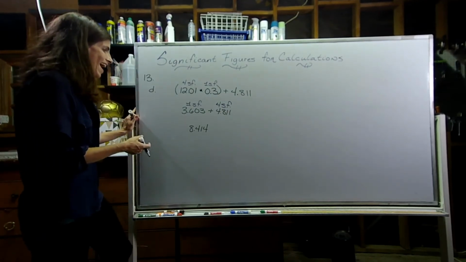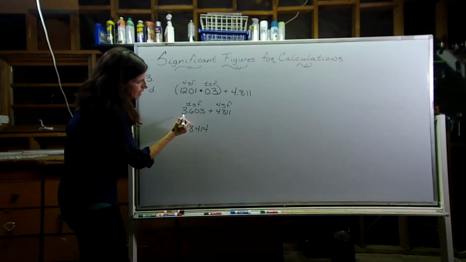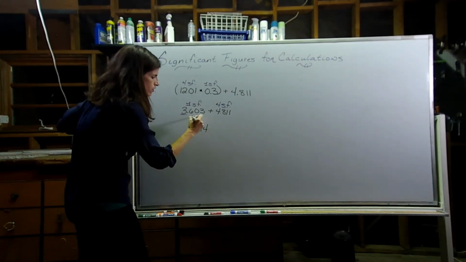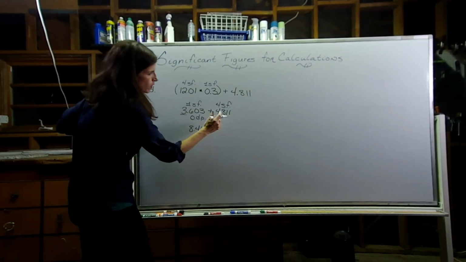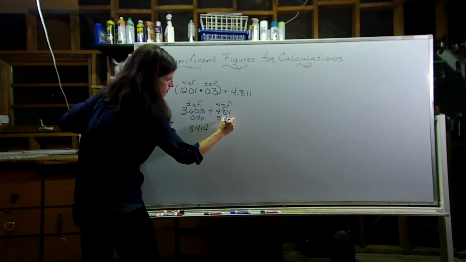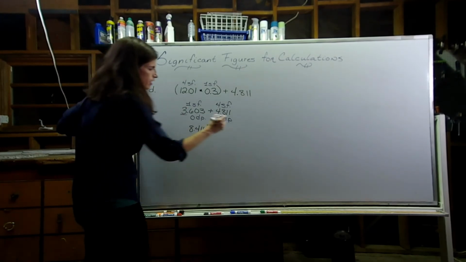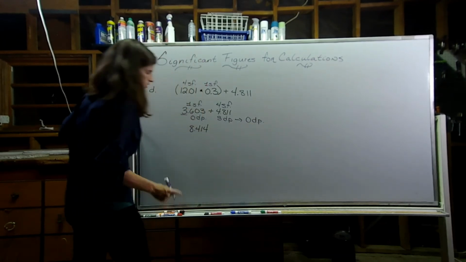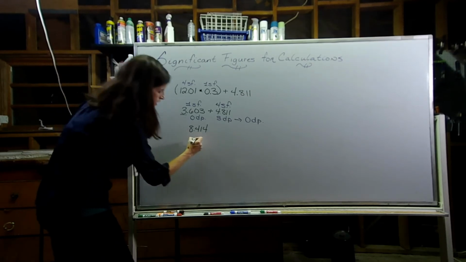When we add, we're looking at decimal places. So this has 1 sig fig, which means the 3 is significant. So as a result, it has 0 decimal places. Over here, we have 3 decimal places. So our final answer, since our second operation is adding, our final answer can only have 0 decimal places. So we're looking at an answer of just 8.